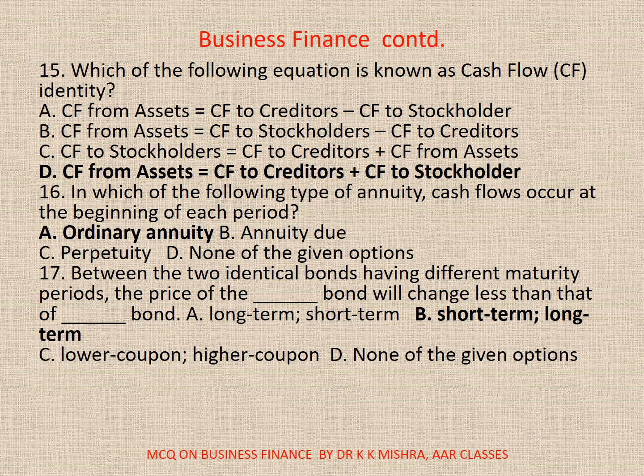Now, question number 17. Between the two identical bonds having different maturity periods, the price of the dash bond will change less than that of dash bond. Here correct option is B. Short term, long term.